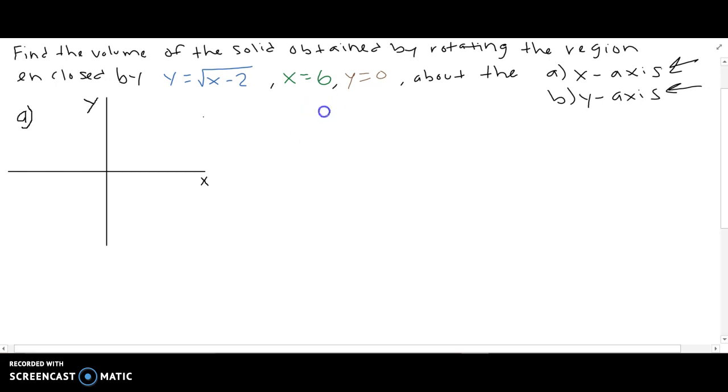And hopefully that'll generate a good discussion about the differences in those two processes and the different types of things that we need to be aware of and all that. So let's go ahead and get started.